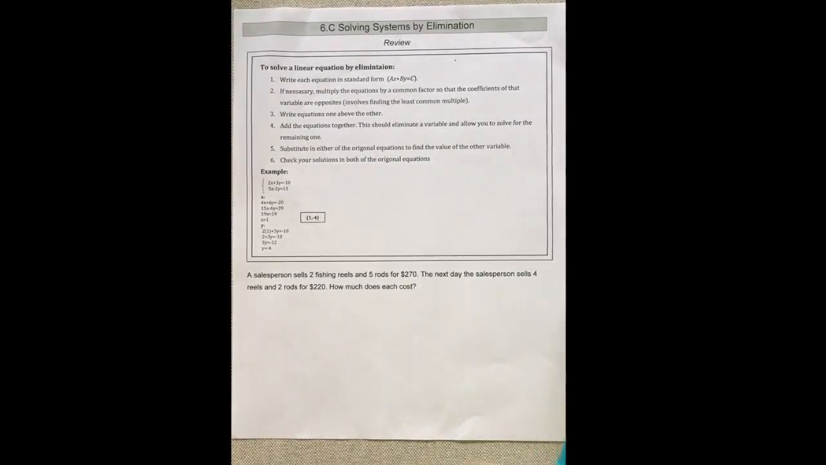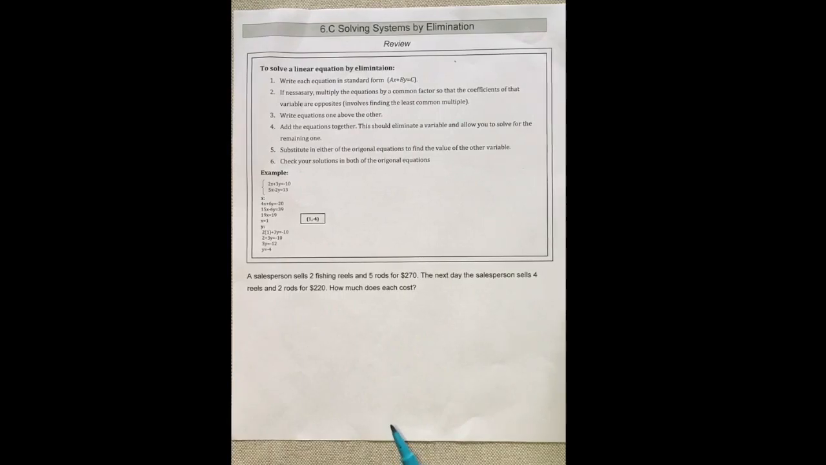This is a review of 6C, solving systems by elimination. To solve a linear equation by elimination, you first have to make sure it's in standard form. Then you multiply the equations by a common factor so that the coefficients of that variable are opposites, meaning one is negative and one is positive with the same number.